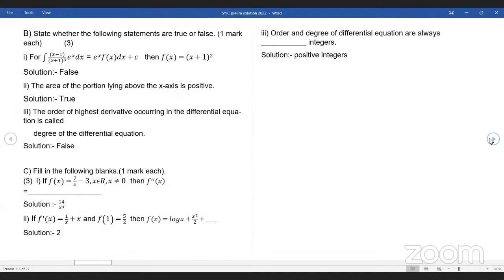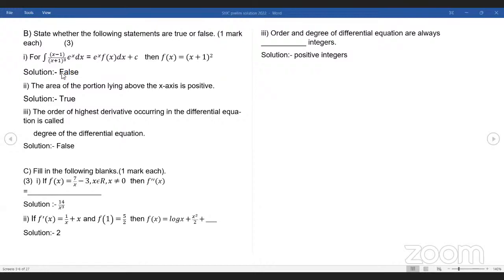Next, state whether the following statements are true or false. 3 questions are given. First, integration of x minus 1 upon x plus 1 raised to 3, dx equals e raised to x f of x dx plus c, then f of x equals x plus 1 raised to 2. The given statement is false, so you write the full spelling of false. Don't write just f.